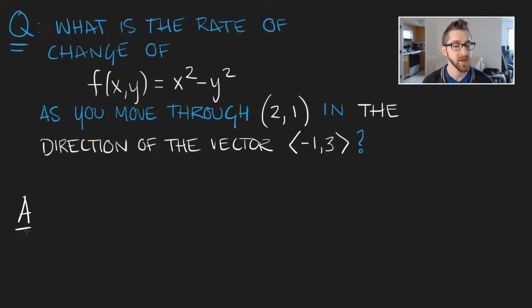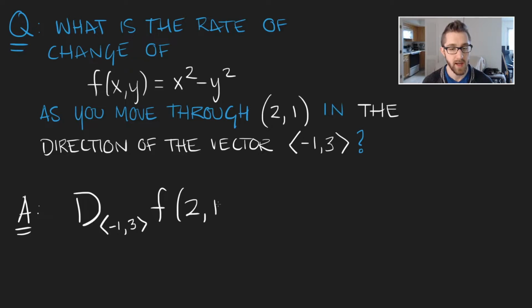So the answer, I'm just going to write down the notation. We'll figure out exactly what the number is in a few minutes, but the notation for it is a capital D. We put the vector as a subscript, and then the function and the point we're evaluating at. So again, this is the directional derivative.